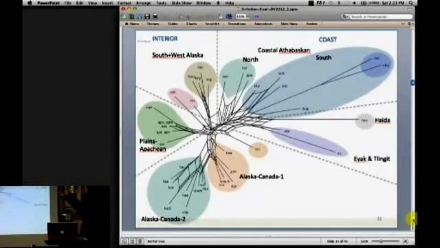Ket and Kot have also consistently fallen within this coastal Athabascan area of the network. On the other side, in the interior, we have what looks like two groupings that run between Alaska and Canada, the South and West Alaska group, and then the Plains Apachean group. And so you can see here that from known groupings like Plains Apachean and the coastal Athabascan group, we're seeing higher order structure from the typological data.